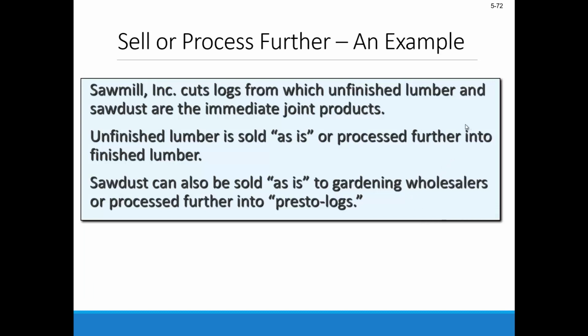So let's look at an example here. Sawmill Inc. cuts logs from which unfinished lumber and sawdust are the immediate joint products. Okay, that's what comes off at that split-off point. Unfinished lumber is sold as is, or we can process that further into finished lumber. Sawdust can be sold as is as well to gardening wholesalers, or it can be processed further into Presto logs, those fire starter logs that you see in big box and hardware stores.